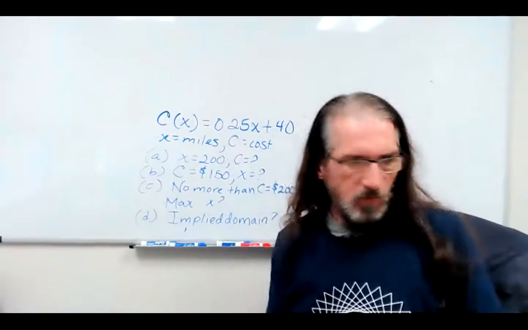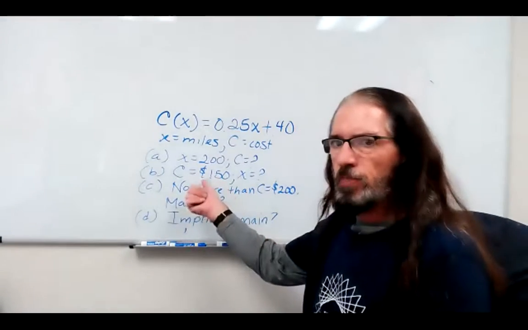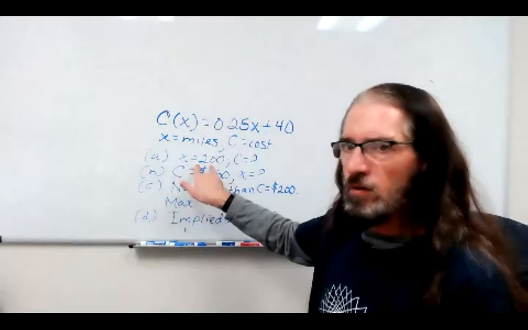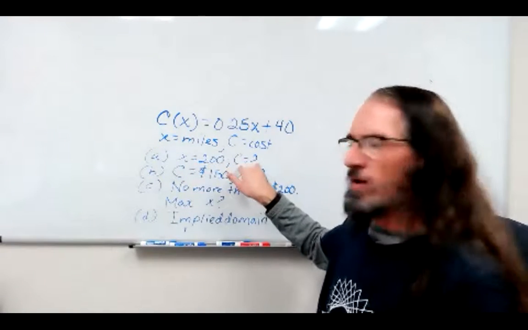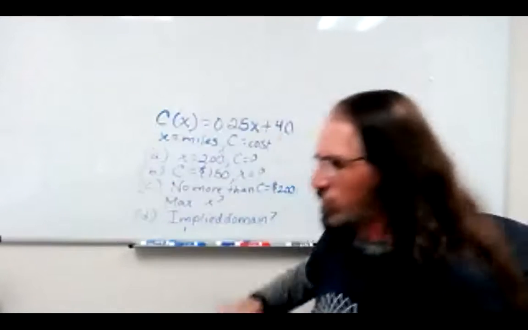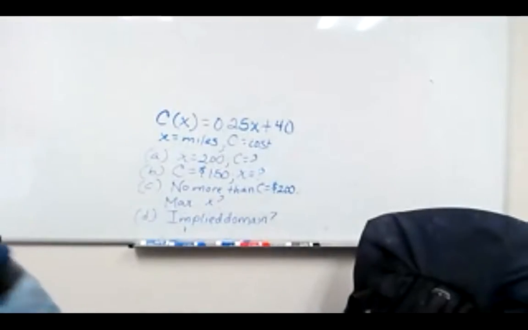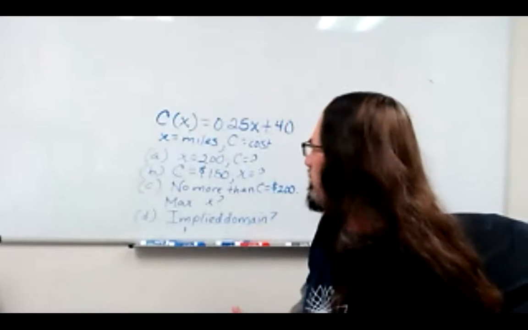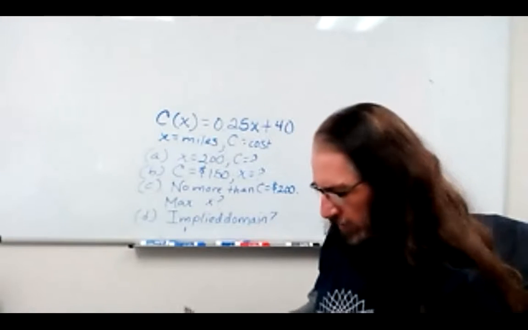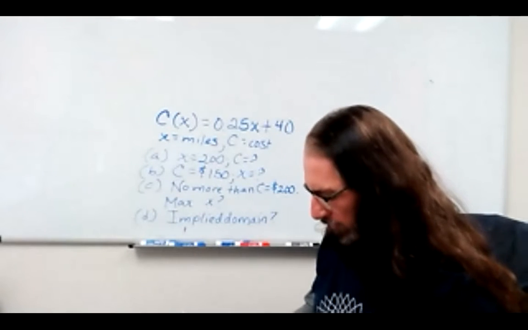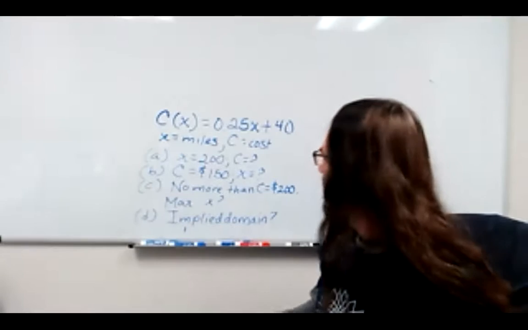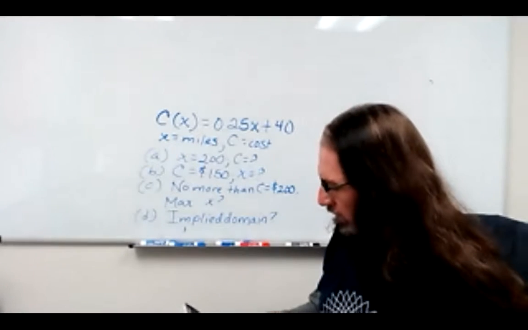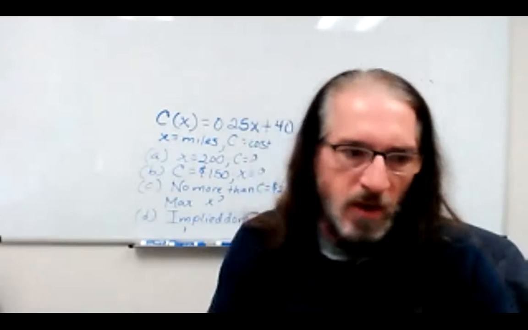All right, so that first part, they're giving you x, 200, and you want to find out the cost of driving those 200 miles. That is just going to be involving arithmetic. 0.25 times 200. Oh, I think we're going to get 50. So plus 40, total of 90.